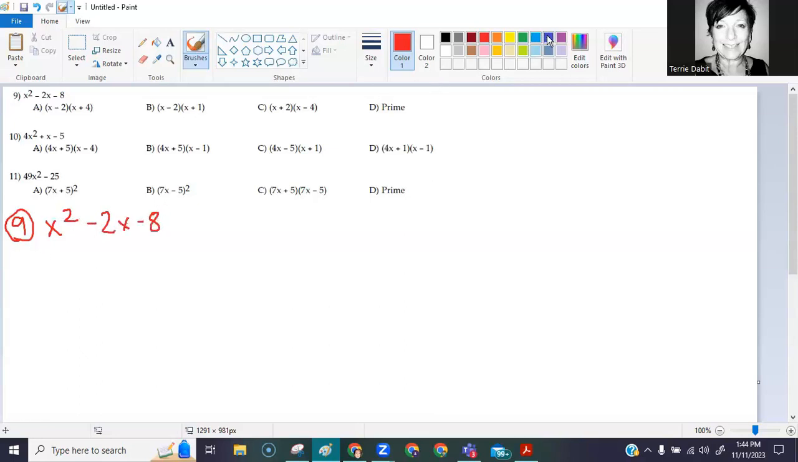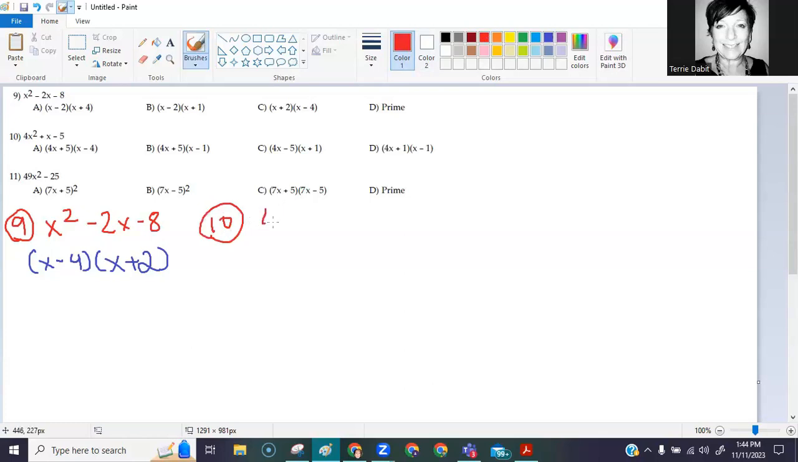I have to figure out what two numbers will multiply to give me negative eight, and also add to give me negative two. And those two numbers are 4 and 2, and I'm going to need my 4 to be negative and my 2 to be positive.